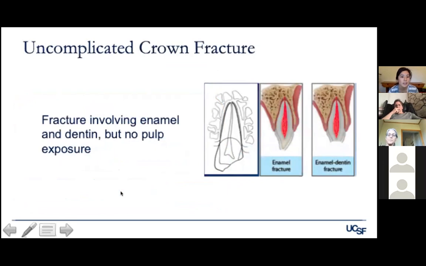So for uncomplicated fractures, these involve just the first layer or the first 2 layers of the tooth. So this is an example of just chipping the enamel, that outer layer. And then this is an example of chipping both the enamel and dentin layer. This basically, uncomplicated means that there's no pulp exposure.